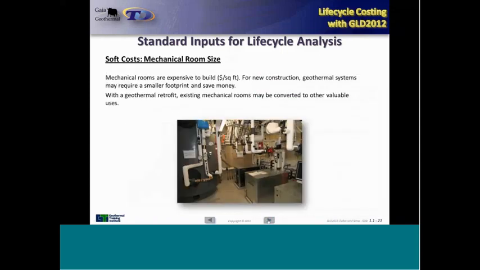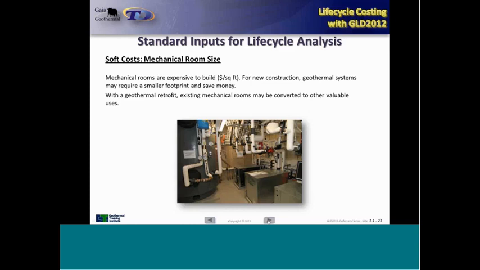Now, a soft cost is this. It's because a lot of people don't think of it as being something to include in the life cycle analysis, and in some cases it's not appropriate. Some cases it is. Now, mechanical rooms are expensive to build on a per square foot basis. If you think it's 160 bucks a square foot, and you're going to be building a 1,000 square foot mechanical room, that's $160,000, for example.